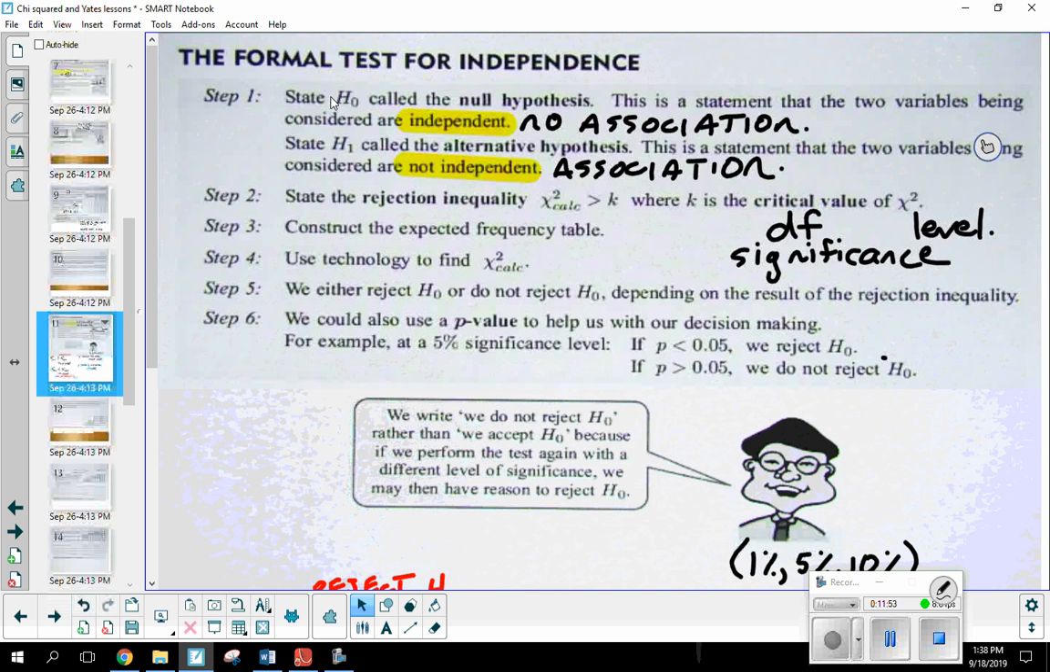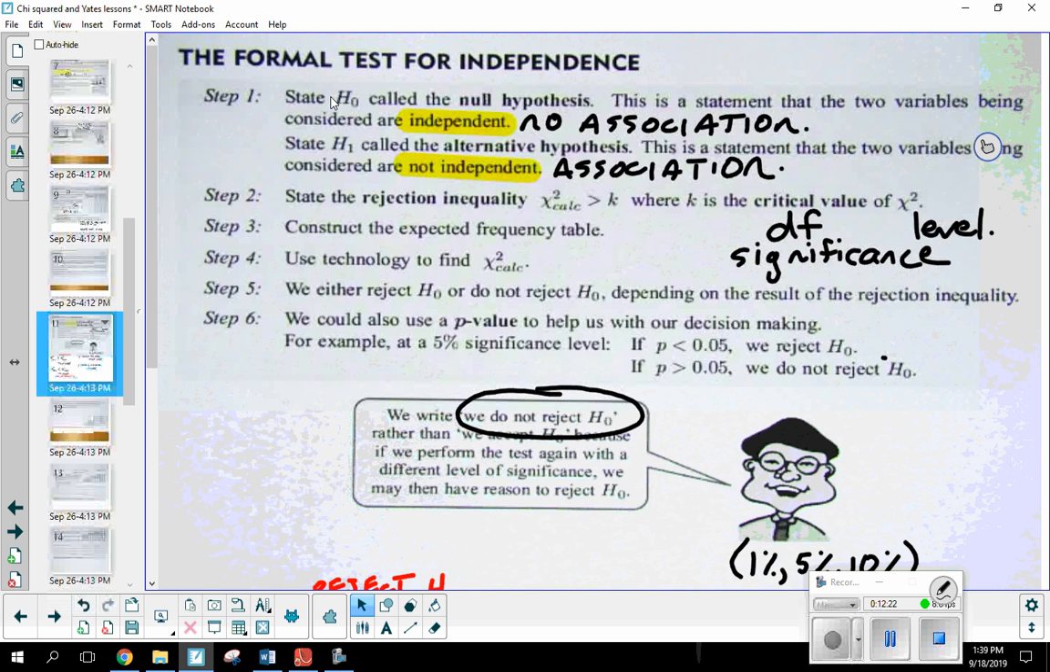And then at the very end, as this gentleman right here is saying, we write we do not reject H0, rather than we accept H0, because it could be performed again with another level of significance where you could get a different outcome. So IB is going to be really specific on how you verbalize those. This is what we're going to want. At the end of our problem, we either reject the null hypothesis or we do not reject the null hypothesis.